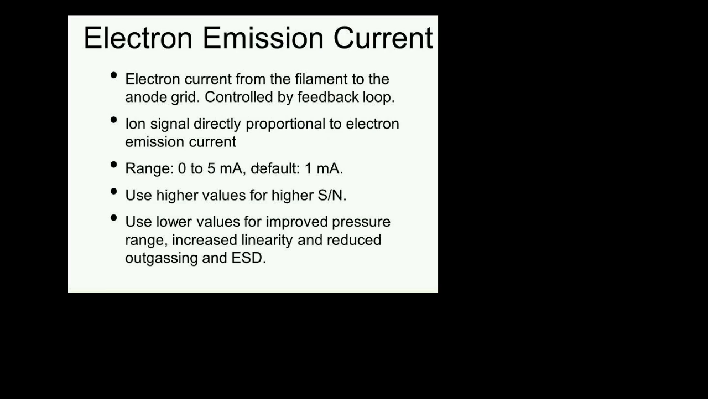It's not too high to outgas too much at ultra-high vacuum levels. It's not too high to create problems at high pressure. It's good everywhere. But if I'm in UHV and I want to increase my signal-to-noise ratio for the peaks, I would increase the emission current, understanding that I might get extra peaks in the spectrum. On the other hand, I could also use lower values if I want to improve the pressure range, improve the linearity of the signal, reduce the outgassing, and also eliminate another phenomenon that I call electrostimulated desorption.